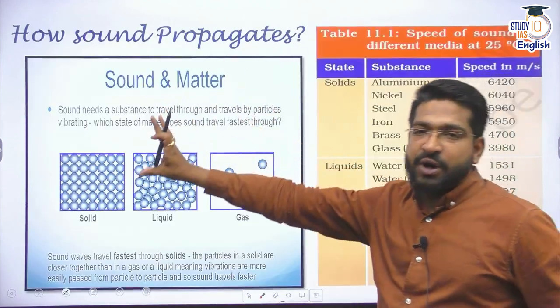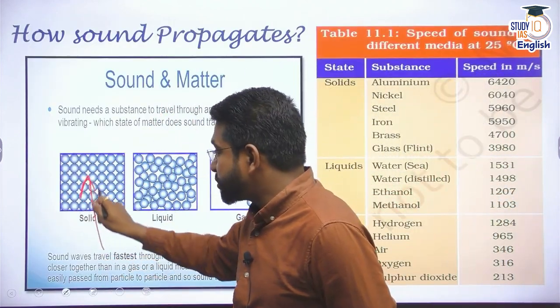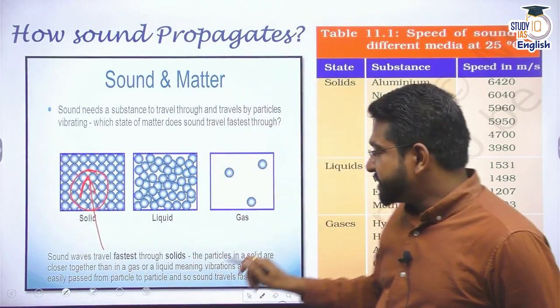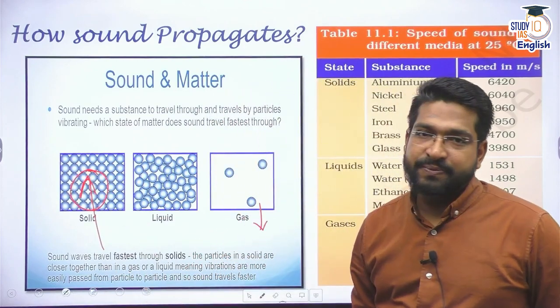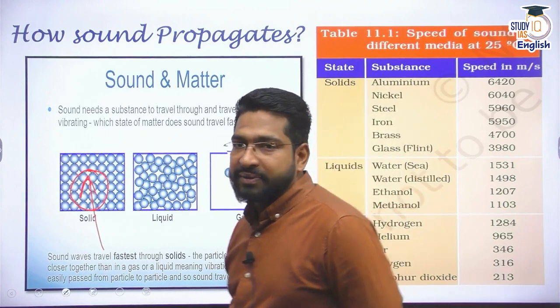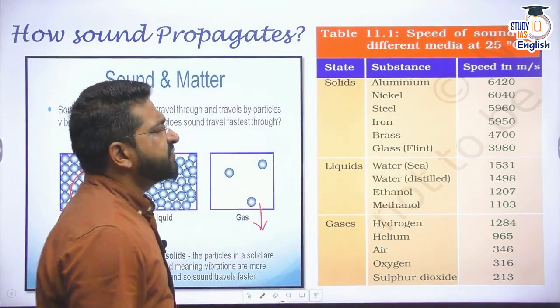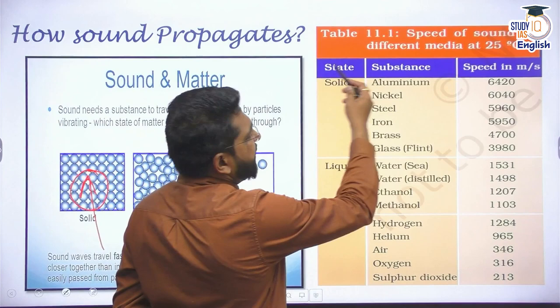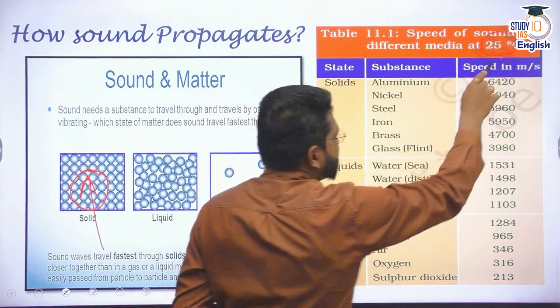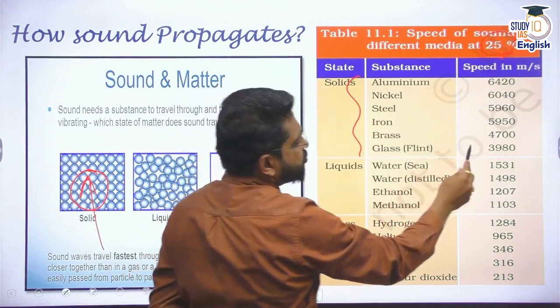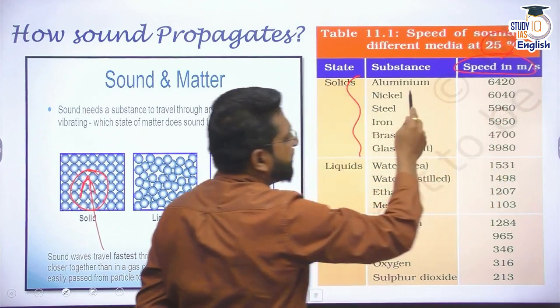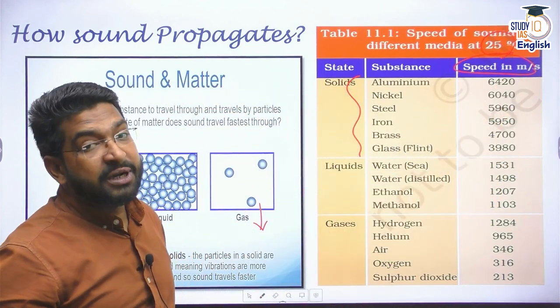So the speed of sound is the highest in solids, it is lowest in gases, and it is somewhere in the middle in liquids. Now, this is the example from the NCERT itself. You can see here, the speed of sound at 25 degrees Celsius through these metals is extremely high. Look at the speed in meters per second. In aluminium, it is 6,420 meters per second.